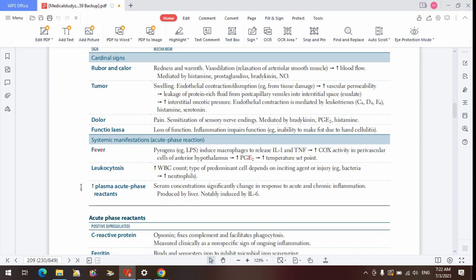So that's one systemic response. What is the next one? Leukocytosis. Look at the term. Leukocytosis: increase in the white blood cell count. The normal white blood cell count ranges between like 4,000 to like 11,000. So if it goes beyond that value, you know that that is likely to be an inflammatory response happening somewhere. The specific type of white blood cell that is elevated will tell us the kind of agent that is driving that inflammation.